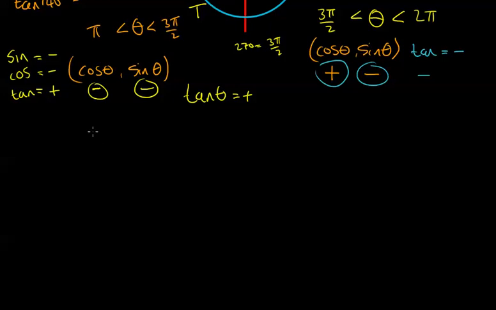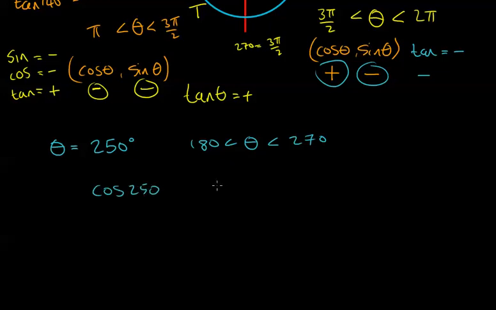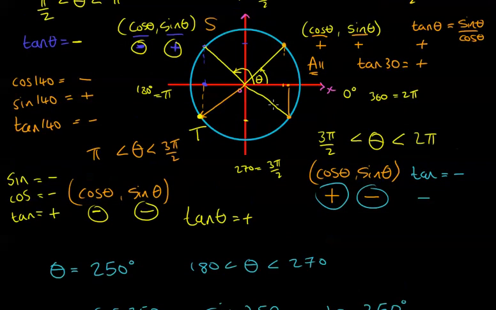Let's pick a random angle. Let's say theta is something like 250 degrees. Well, it's between 180 and 270. So let's look at the cos of 250, sine of 250, and tan of 250. We know what sine is going to be just based on this. The only one that remained positive in the last quadrant was cosine. Sorry, I forgot to put that in.